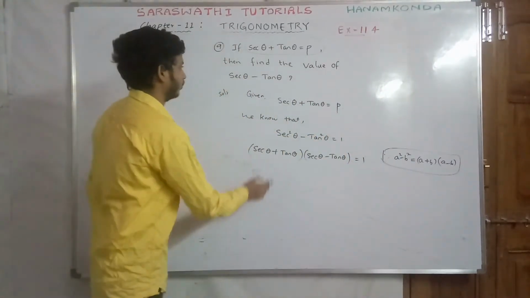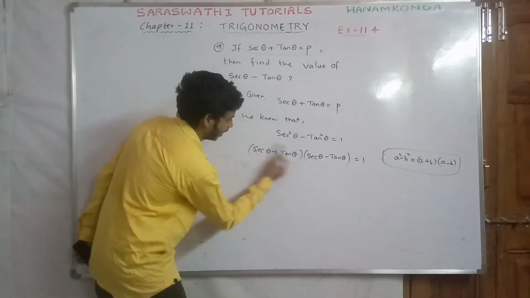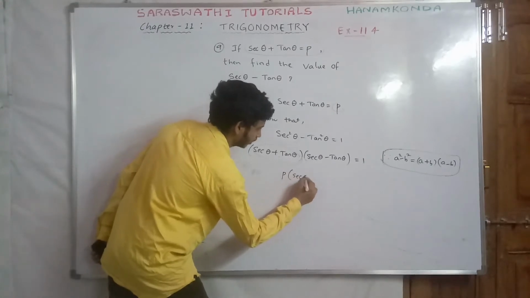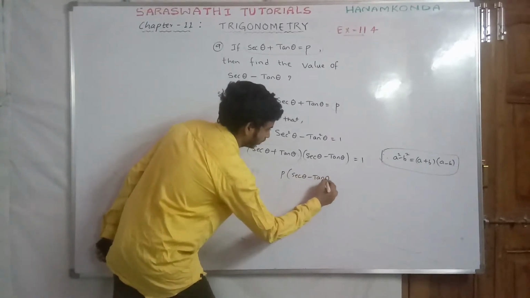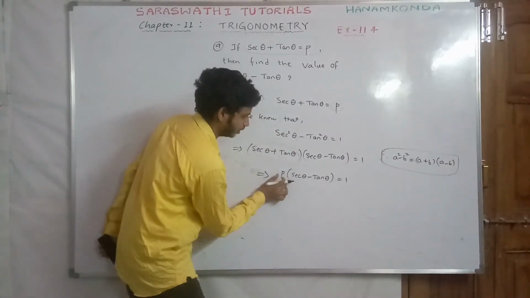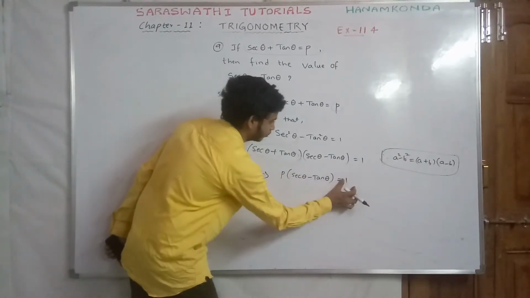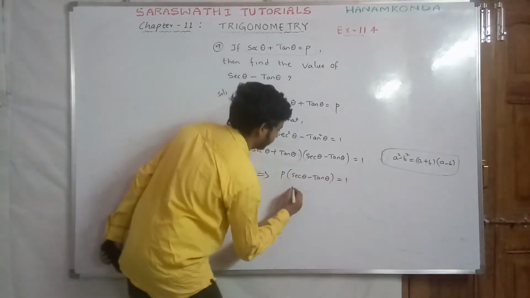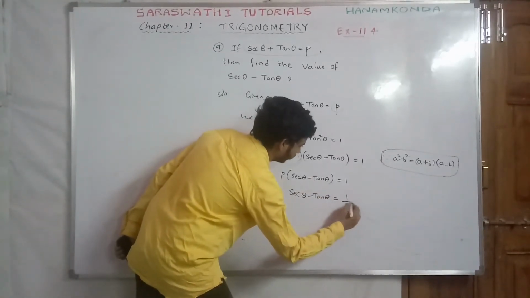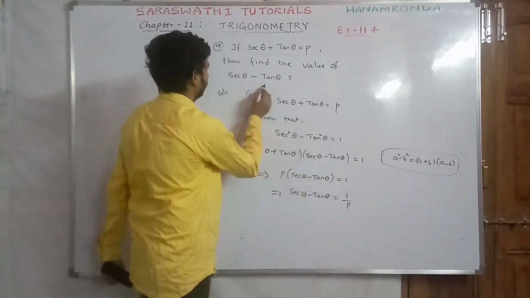Okay, so in the question it is given that sec theta plus tan theta equal to p. So in place of sec theta plus tan theta, we can substitute p. So it becomes p into sec theta minus tan theta equal to 1. Now p is multiplied with sec theta minus tan theta, so p goes to the right side and gets divided with the right side term. That means sec theta minus tan theta equal to 1 by p.